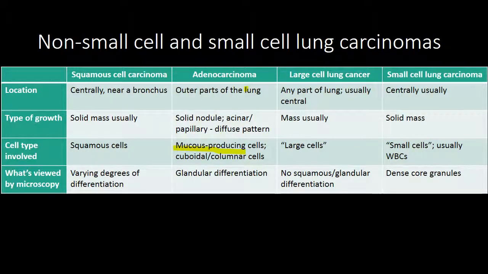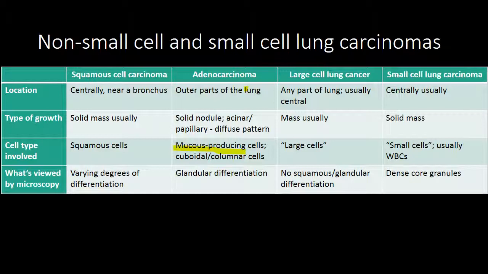When examining the histological slides, you might see varying degrees of differentiation in squamous cell carcinoma, more glandular differentiation in adenocarcinoma, and very little differentiation in large cell lung carcinoma. In small cell lung carcinoma, you might see dense core granules owing to their neuroendocrine properties, which are traditionally used to help differentiate between small cell and non-small cell lung carcinoma.